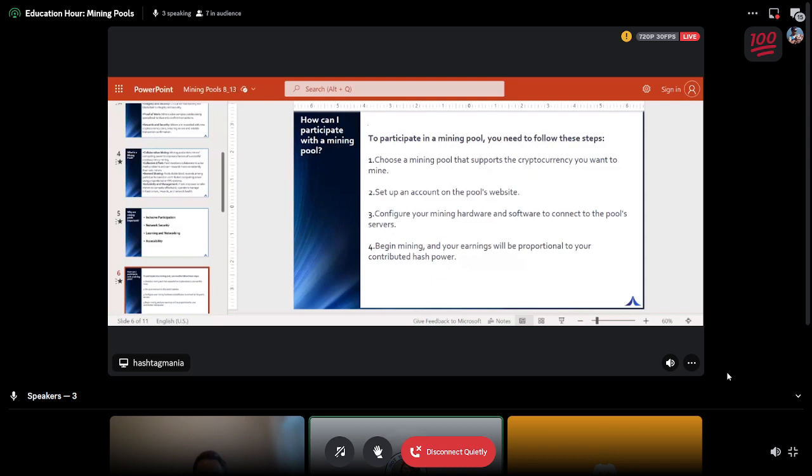What size pool are you looking for? Looking at pool size and hash rate, because a larger pool might have more consistent payouts, because it's got a higher combined hash rate. But the smaller pools might provide more individual rewards. So that's something to think about.